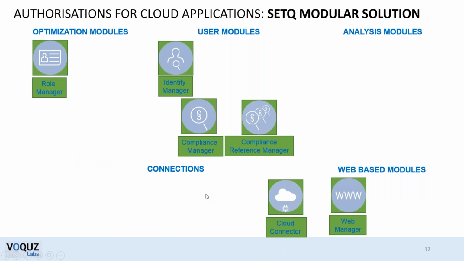So in this case, if we wanted to start off with a very basic solution, we would use the following modules. This would include the identity manager, we would need the role manager, the compliance reference manager, our cloud connector, and a web manager. So a very limited set of modules.